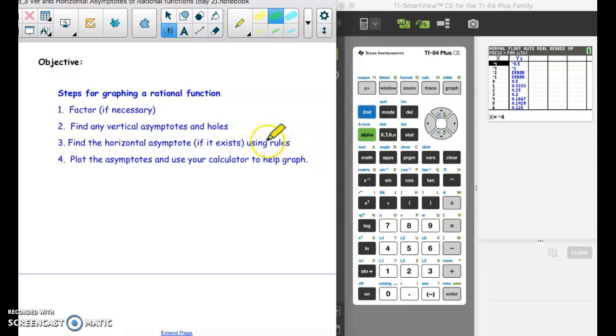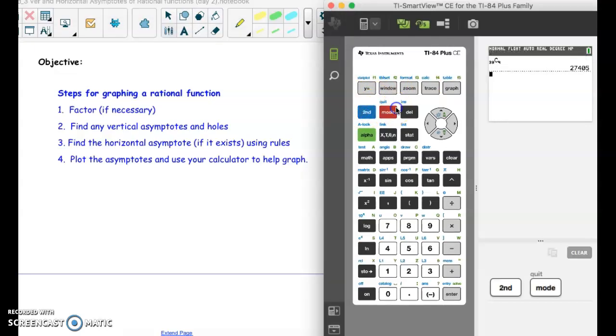These rules will be given to you. You do not have to memorize them, but you do need to know how to use them. And then you're going to need to use some technology to help you graph, or you could just plot a bunch of points, which nobody wants to do. So I have my graphing calculator over here, and we'll be using this today.